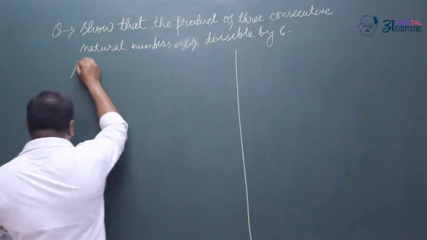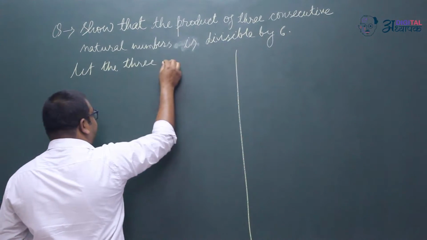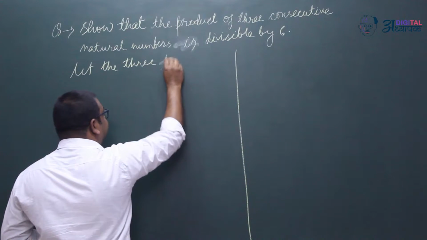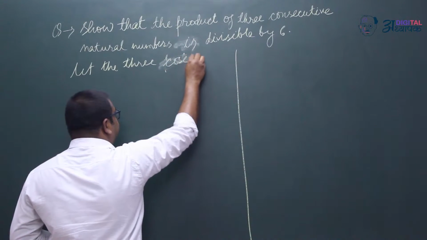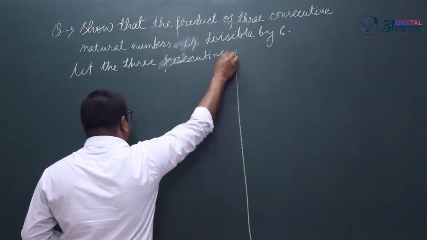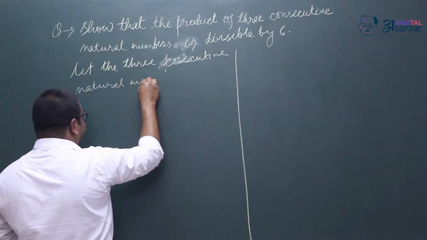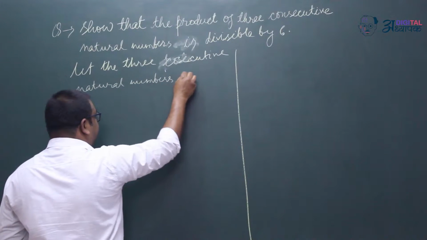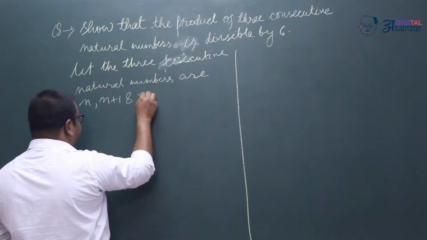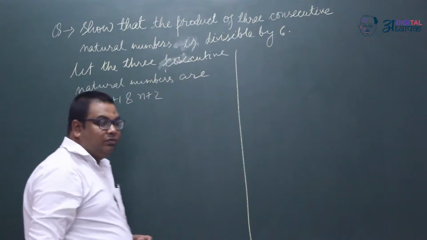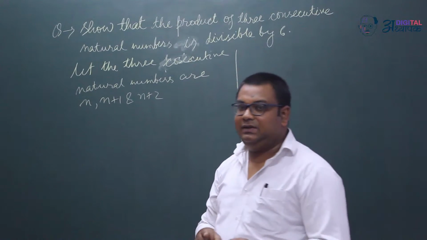So, let the three consecutive natural numbers be n, n plus 1 and n plus 2. Now students, we have to prove the product of these three, that is n, n plus 1 and n plus 2, will be divisible by 6.